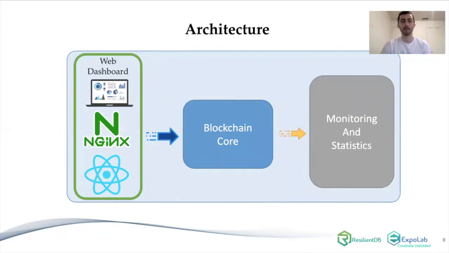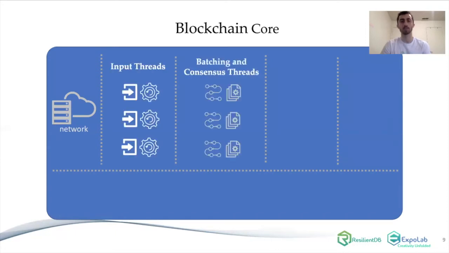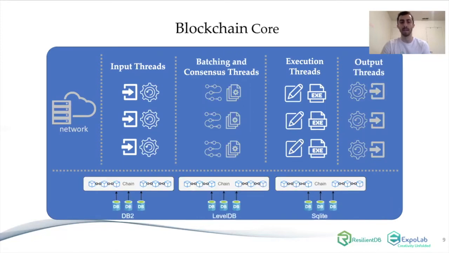So what's happening inside our blockchain core? Our blockchain core has 5 important parts: input threads, batching and consensus threads, execution threads, output threads, and beneath all of these, our storage layer, which maintains the actual storage, the actual blockchain, or the transactions in LevelDB or SQLite.